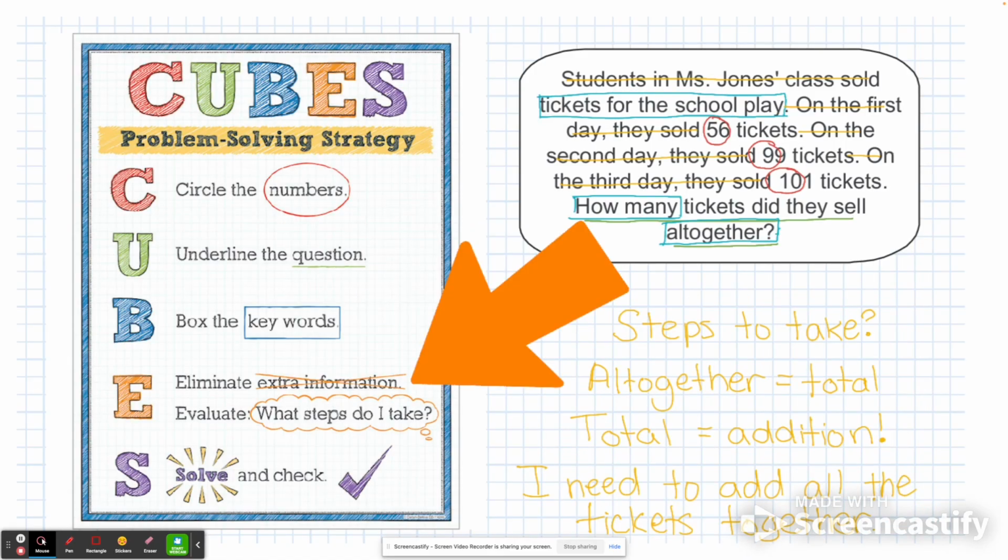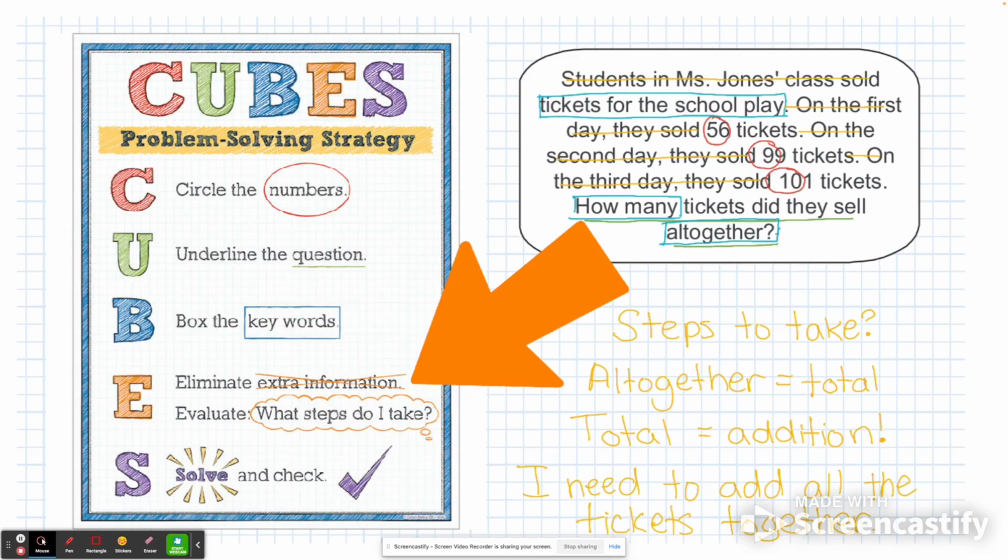Next, we have E. E stands for two different things. First off, it stands for eliminate extra information and then evaluate what steps do I need to take in order to solve this problem. So up in the top right-hand side of the screen, you'll see that I've crossed out any extra information that really I don't need for this question. All I need to know is how many tickets did they sell altogether, and I need to know what the ticket value is, which I've already circled back in step number 1, circle the numbers. Okay, good.